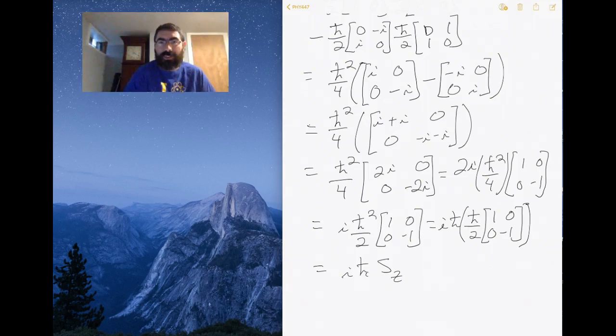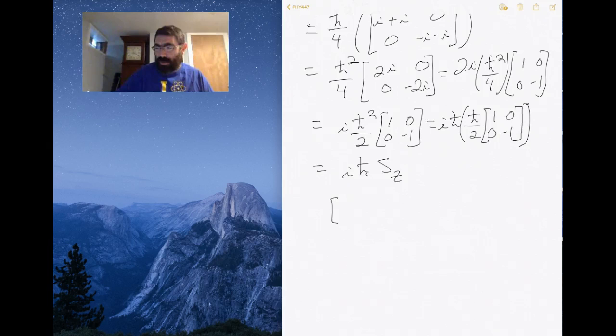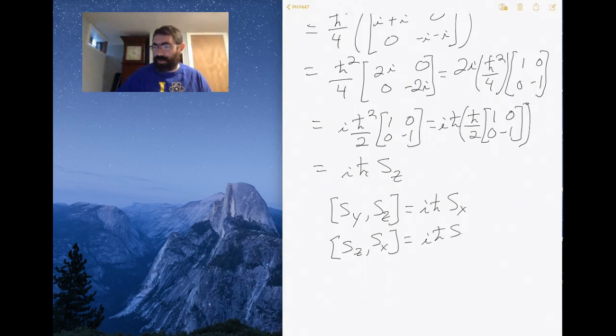You could work out the other cases now, like the Sy, Sz commutator, which should be equal to i h bar Sx, and Sz, Sx should be the same thing as i h bar Sy. So it's going to be a fun exercise in matrix multiplication if you work this out. Okay, so those are the operators.